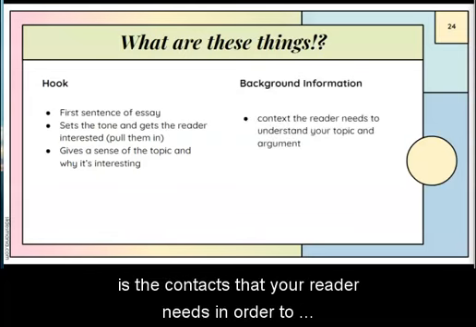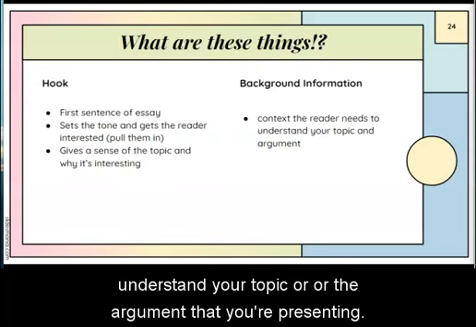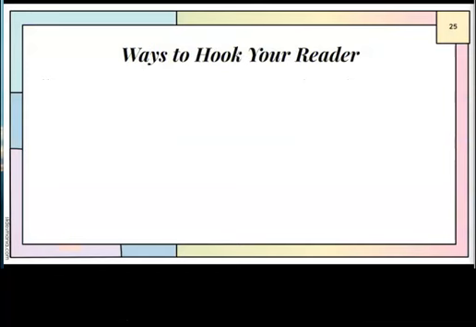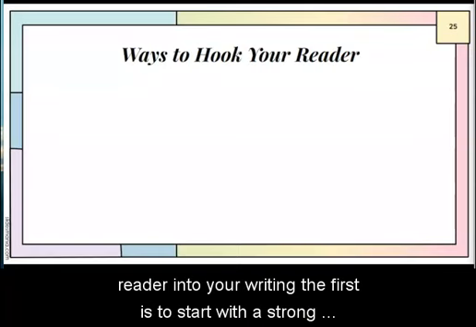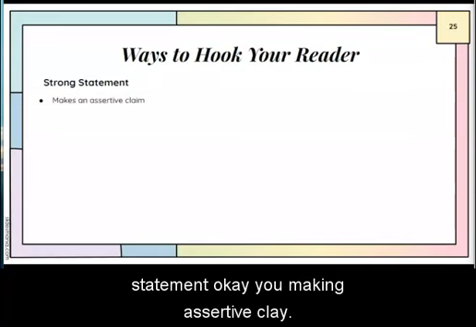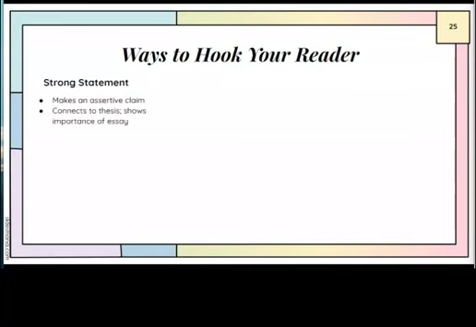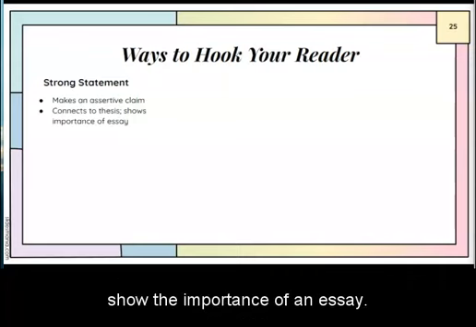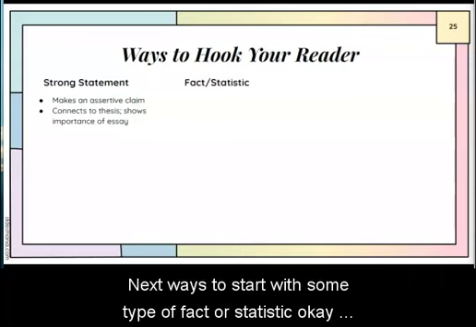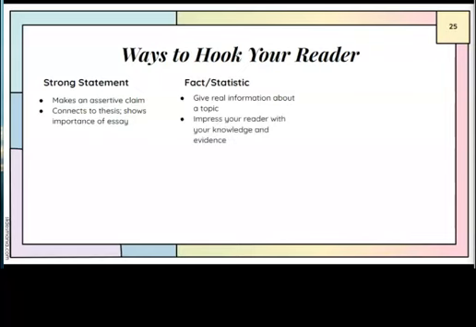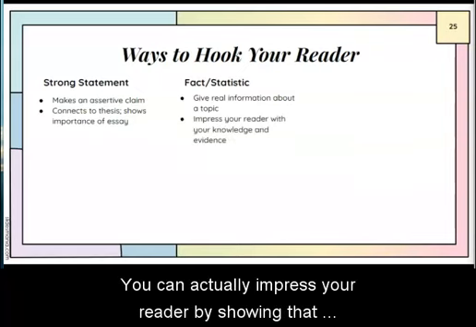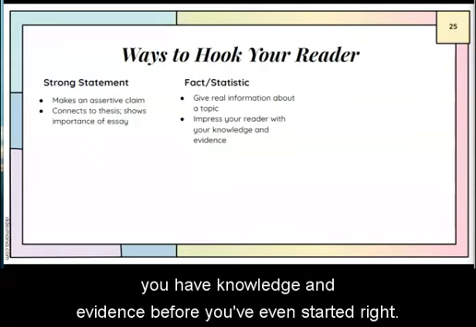This is the context that your reader needs in order to understand your topic or the argument that you're presenting, okay? So here are some different ways that you can hook your reader into your writing. The first is to start with a strong statement, okay? You make an assertive claim. This would connect to your thesis and would help to show the importance of an essay. The next way is to start with some type of fact or statistic, okay? Give actual, real information about the topic that you're writing about. You can actually impress your reader by showing that you have knowledge and evidence before you've even started writing.